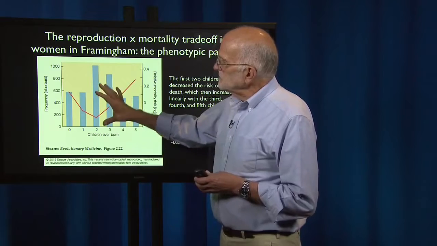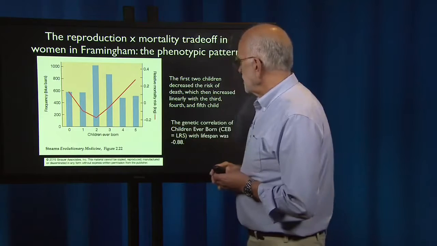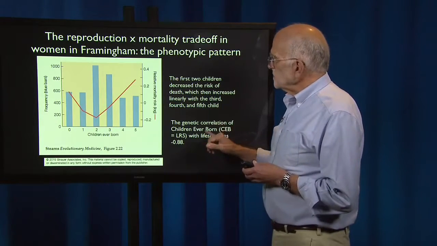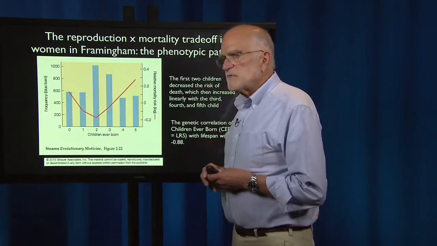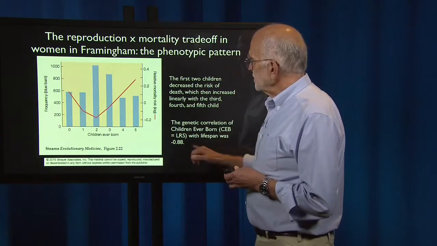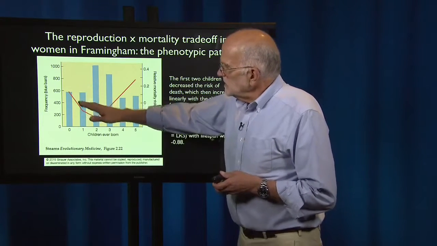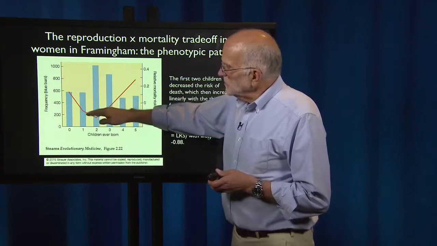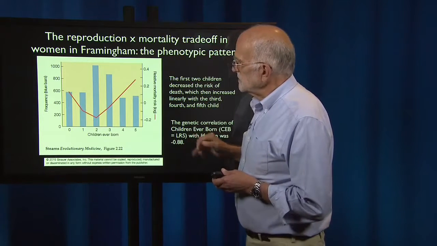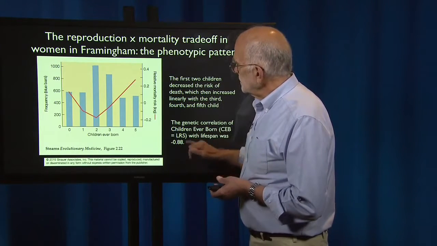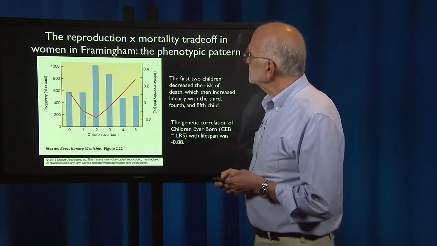And when we used the pedigrees of the Framingham population to estimate the genetic component of the variation, the genetic correlation between children ever born and lifespan was negative. It was minus 0.88, which is a very, very strong negative genetic correlation. In other words, there was a U-shaped relationship for the cost of reproduction for women in Framingham, and the estimated genetic correlation was negative and strong. And the negativity of this correlation is dominated by this portion here of the phenotypic graph.